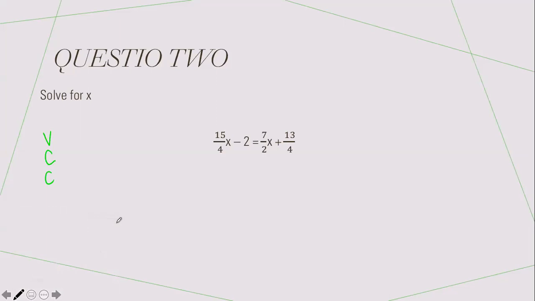So 15 over 4 will give us 3.75. So 3.75x minus 2 equals 7 over 2, which is 3.5x. And 13 over 4 is 3.25. Now, that doesn't look as intimidating.